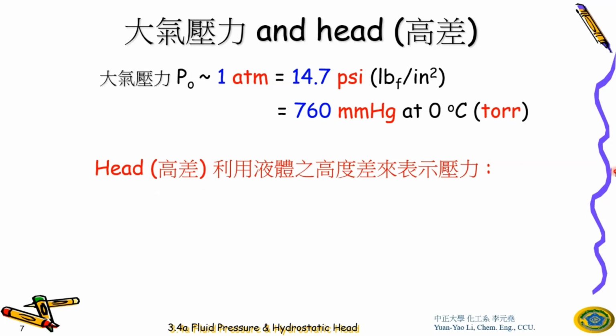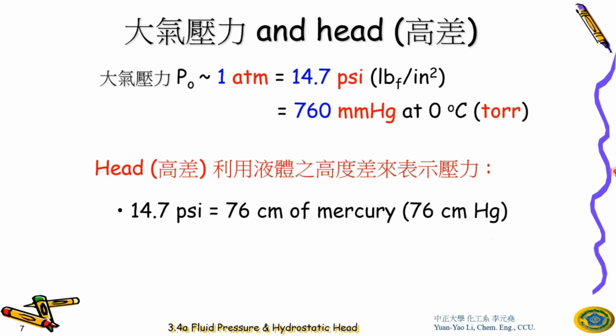the pressure. For example, 14.7 psi is equal to 76 centimeters of mercury. And you know the density of mercury, right? So you can use rho GH. You just know that rho is the density, which is a constant, and G is the gravity, which is a constant. So you can use H to represent the pressure. That's why we call it head. But I want you to make sure that the unit or dimension of PSI is different from the dimension of the head.